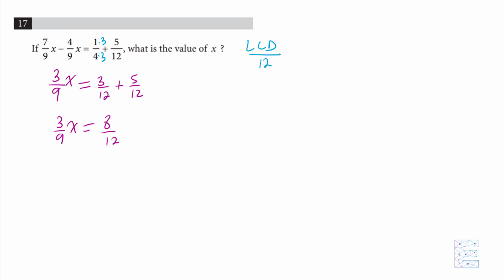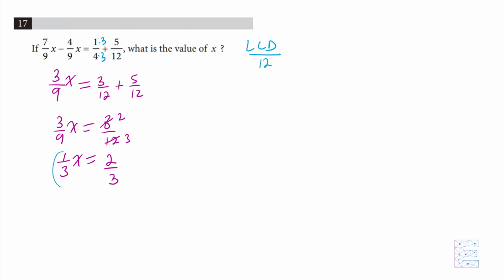By the way, 3/9 does simplify to 1/3. It's always better to simplify if you can, because you work with smaller numbers. And likewise, the right side can be simplified because 4 goes into 8 and also goes into 12. 4 goes into 8 twice and goes into 12 3 times. So 1/3 x equals 2/3.